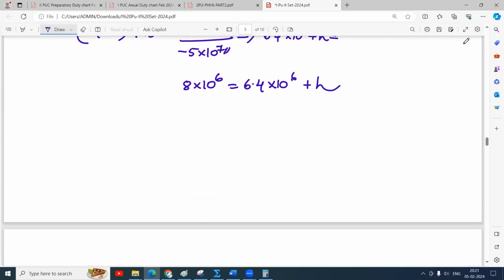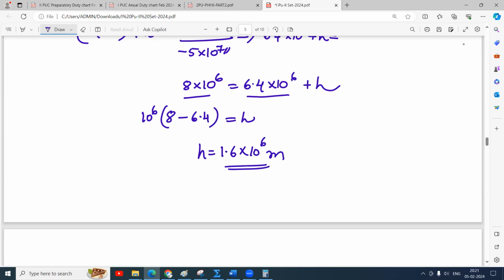Now take this term to the left hand side. 8 minus 6.4, with 10 to the power 6 common for both: 8 into 10 to the power 6 minus 6.4 into 10 to the power 6. So 10 to the power 6 common is equal to h. h is equal to 1.6 into 10 to the power 6 meters from the surface of the Earth. So it reaches a height equal to 1.6 into 10 to the power 6 meters. If you remove 3 here, then it will be 1,600 kilometers from the surface of the Earth.